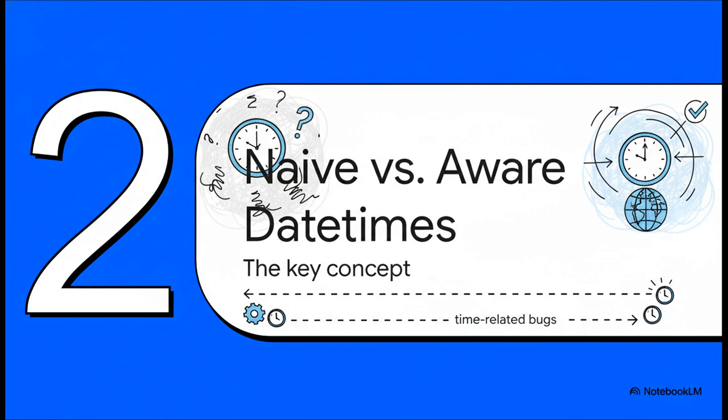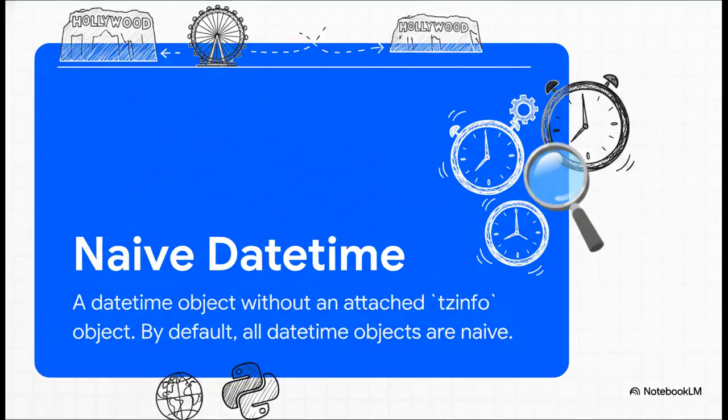All right, section 2, naive versus aware datetimes. Now listen up, because this is probably the single most important concept we're going to cover. I'm not kidding. This one thing is the source of so many bugs. Getting this right is absolutely fundamental. So here's the deal. Whenever you create a datetime object in Python, by default, it's naive.